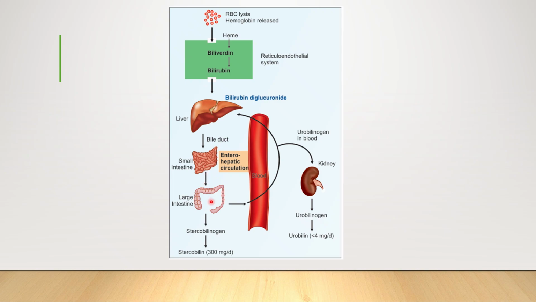From the intestine, 80 percent of urobilinogen will convert into stercobilinogen and stercobilin, and this will be excreted in the feces, whereas the remaining 20 percent will enter the enterohepatic circulation. It will go back to the liver and be re-excreted, but a small portion of it will enter the systemic circulation. It will enter the blood, and then it will be excreted in the urine. That is 1 to 4 milligram is excreted in the urine. So this is the entire pathway of bilirubin, and this is the journey of bilirubin.